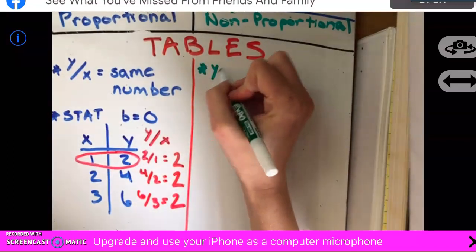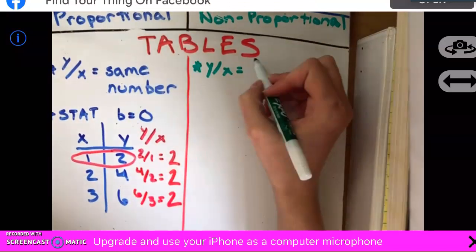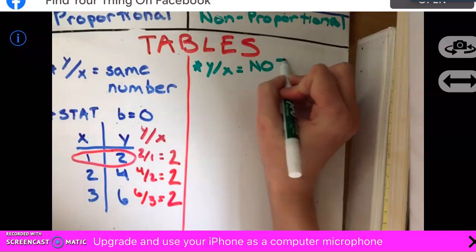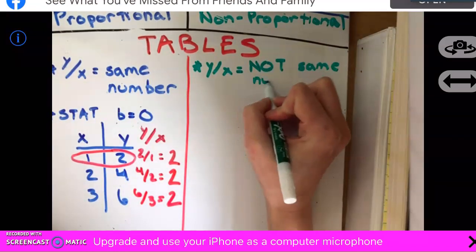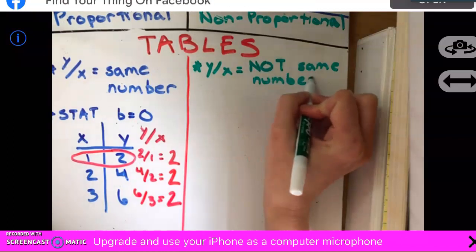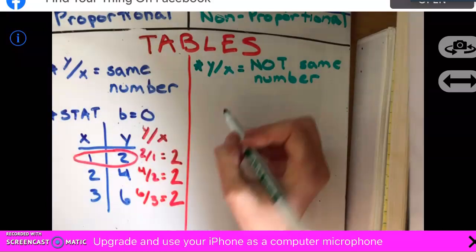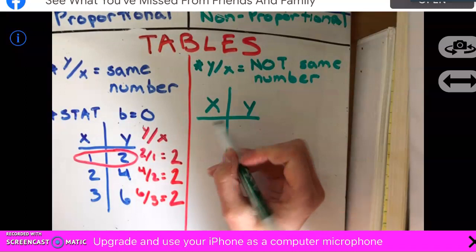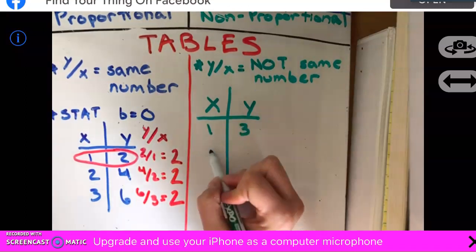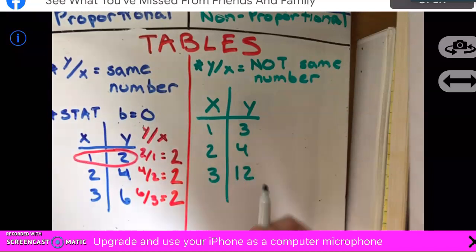If our proportional tables have the same number for x and y, our non-proportionals will not have the same number for x over y, okay? Because they are not proportional. Just think about it like that. Not proportional. So let me give you an example of a table.